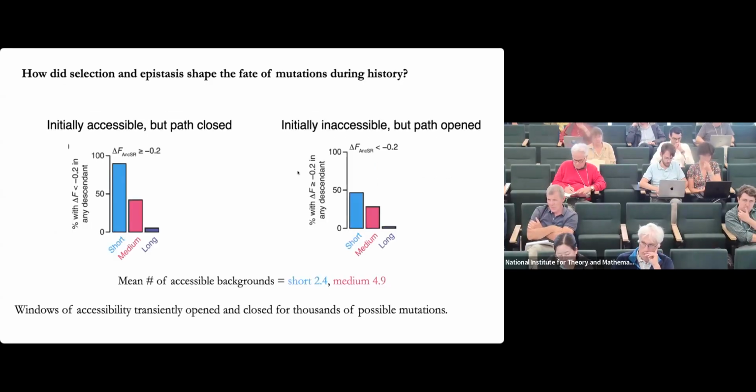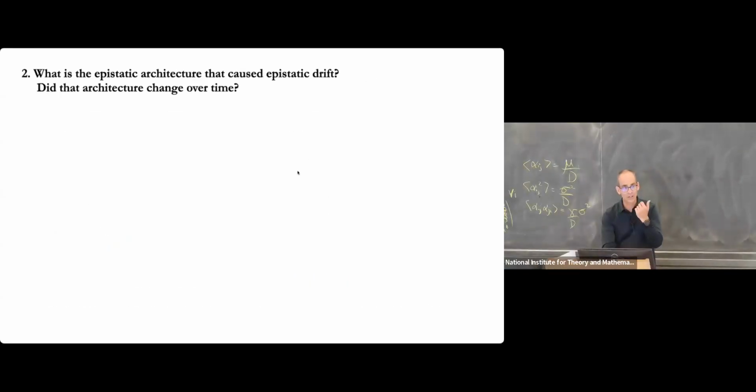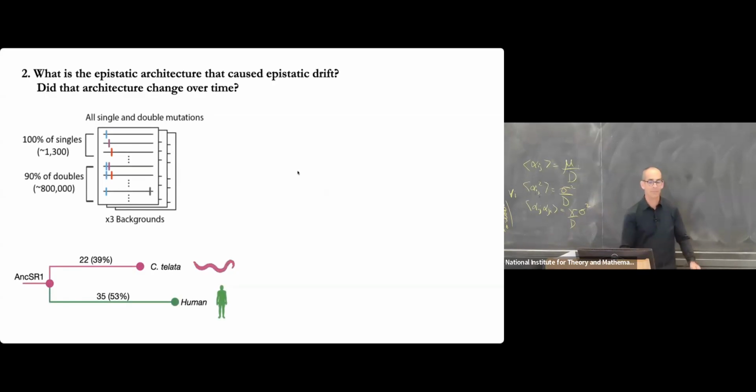Okay. So the second thing I want to show you is the complete double mutant scan. So we see this epistatic drift. What kind of couplings are causing it? What are the structural correlates of these couplings and so on? And does the architecture itself change over time? Do the substitutions cause couplings to change? To do that, we're going to make a library of all singles, which we already made, and all possible double mutations. So all pairs of sites, all 19 times 19 mutations at each pair of sites.